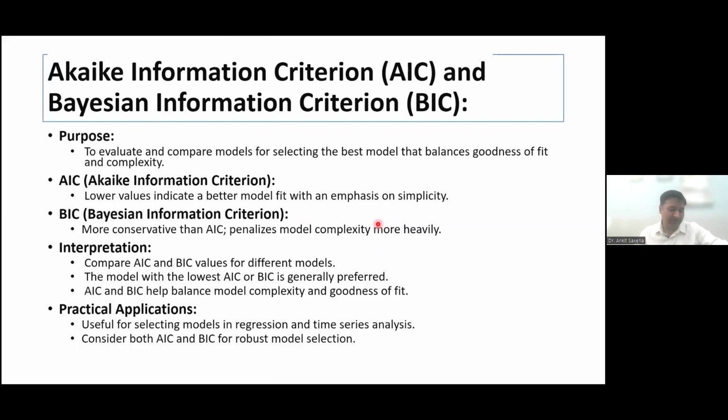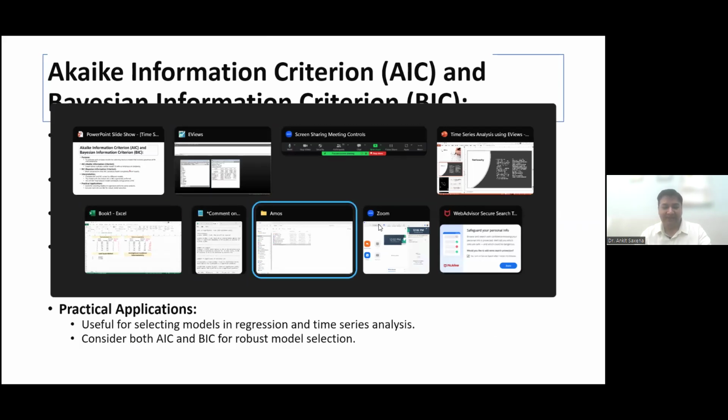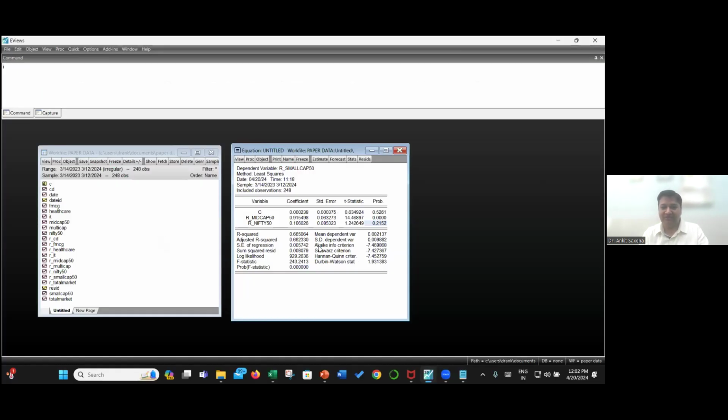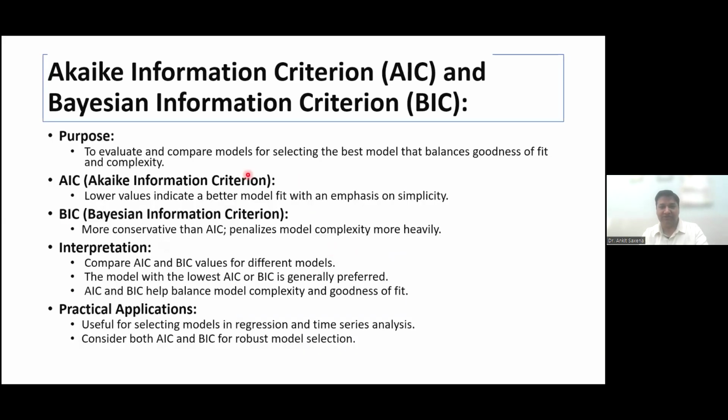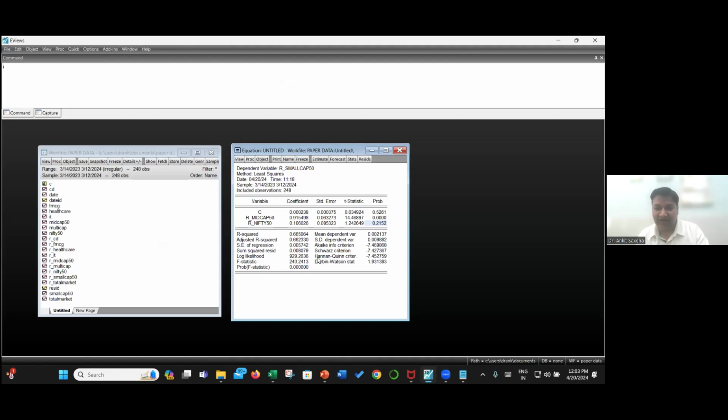One more thing for the day, we have 2-3 minutes. There's the Akaike information criterion and there's the Bayesian information criterion. And they are basically used for selecting the best model. If you see the output of eViews, there's the value of AIC and there's the Schwarz criterion, which is also known as the Bayesian information criterion. And we do have this HQ criterion, which is again the same kind of thing.